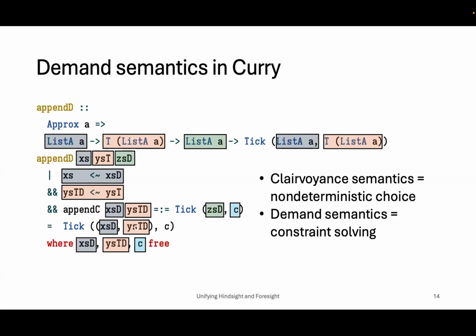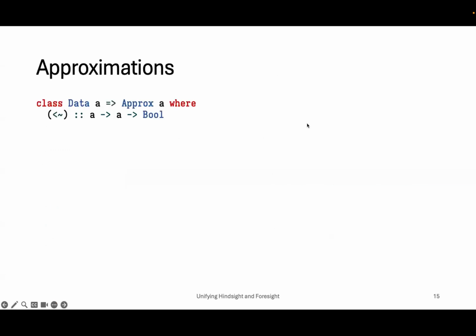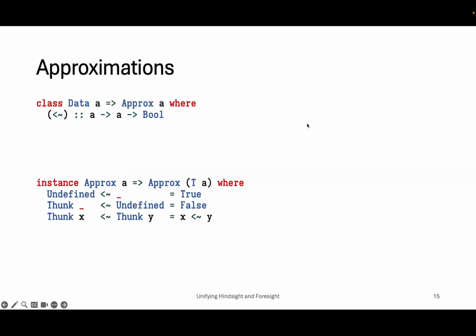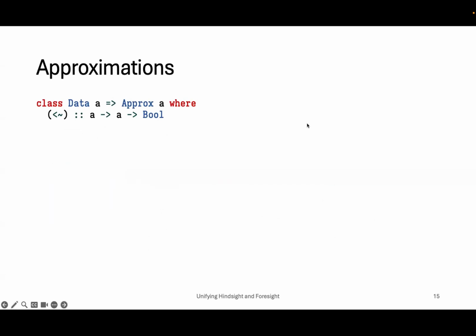Demand semantics corresponds to constraint solving. The key here is these constraints that impose a relationship between the demands and the values that they're demanding, and also on the result of the append call. I will probably rush through this a little bit because I'm a little short on time.